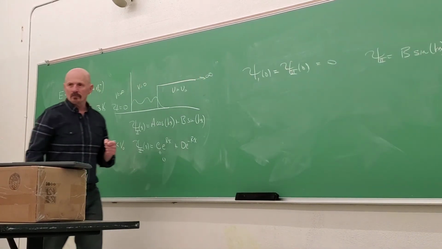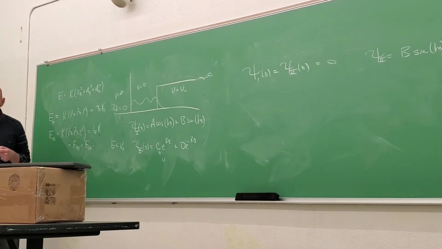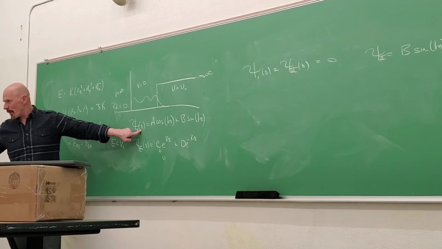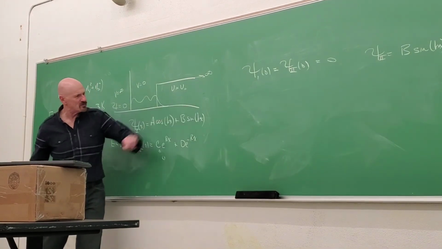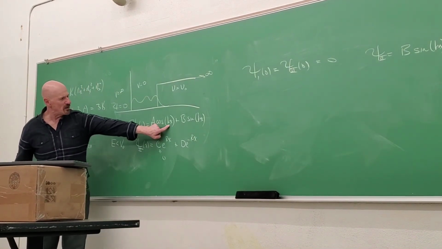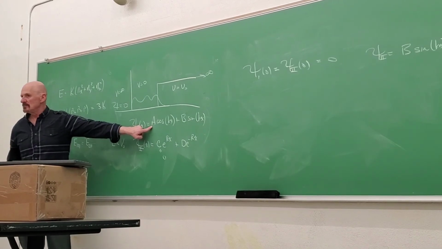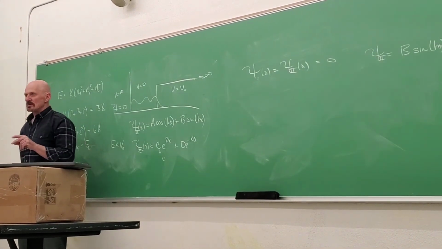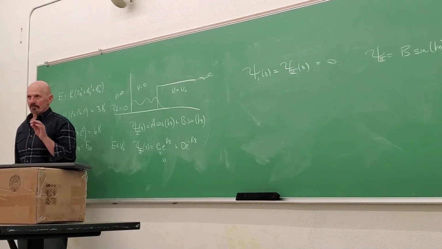Okay? Does that make sense? So if this has to be 0 at 0, same as the particle in the box, I put 0 in for here, we get 0. I put 0 in for here, I get A. So A has to be 0. Give me another boundary condition.